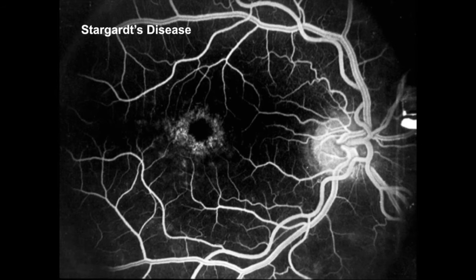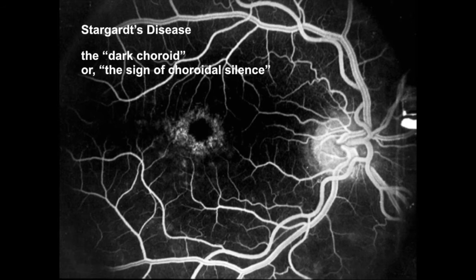Now, a very interesting feature found in many cases of Stargardt's disease is the so-called dark choroid, or sign of choroidal silence. There is a dark appearance on angiography that obscures the underlying choroidal pattern. And this is actually caused by the accumulation of abnormal lipofuscin pigment in the retinal pigment epithelial cells.